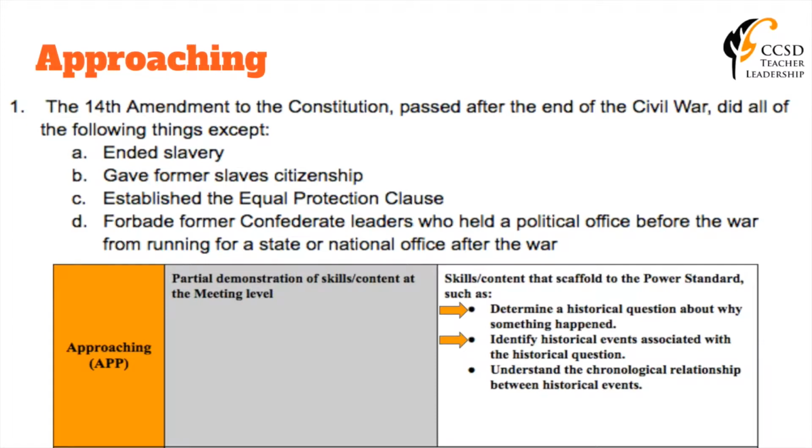It will also be necessary for students to have a broad understanding of what America was like during these 2 periods of history. Finally, students will have to understand the chronological relationship between the identified historical events. Students will have to know that the Civil War came before Reconstruction. If a student can do these 3 things, then they should be able to answer the question and show how they have at least an approaching level of proficiency towards the power standard on this assessment.